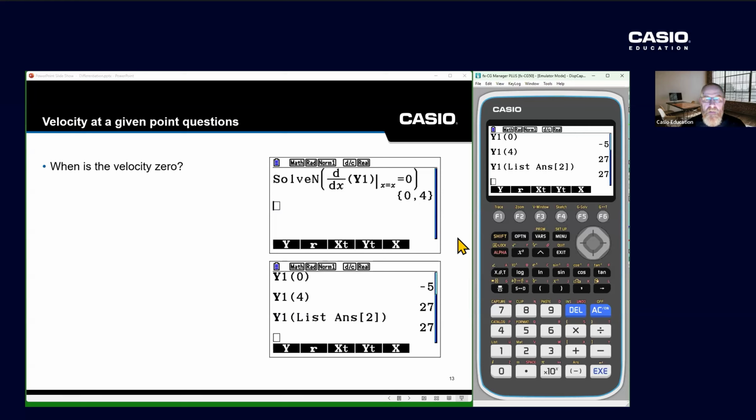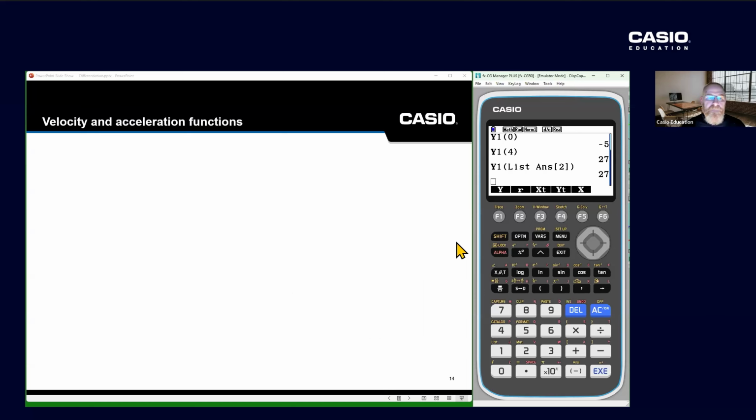Okay. So that's when we've got our velocity equals 0. What if we were interested in sketching or evaluating our velocity and acceleration functions? So this makes a nice link to the rate of change function. So in this case, it is position, velocity, and acceleration, but it could just be a function and its rate of change function. We can enter the first derivative of the position equation. So let's go to graph.